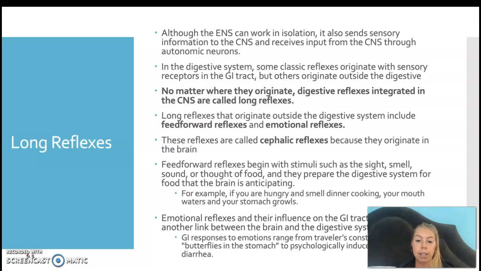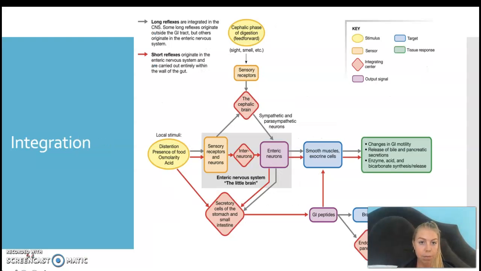Emotional reflexes and their influence on the GI tract illustrate another link between the brain and the digestive system. So GI responses to emotion can range widely. It can be traveler's constipation, to butterflies in your stomach, to psychologically induced vomiting and diarrhea.